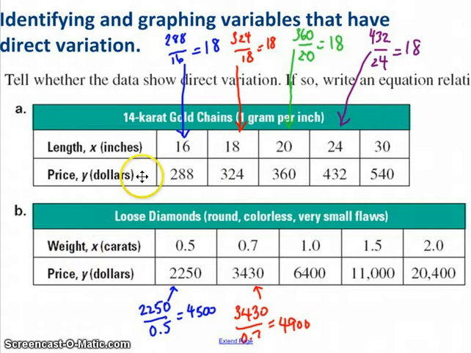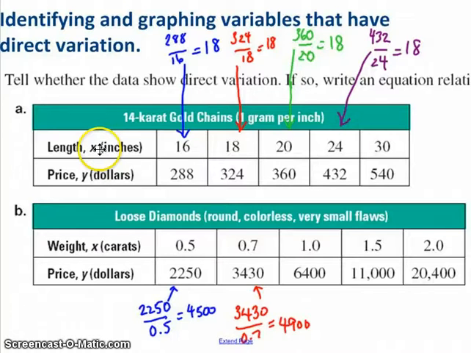Direct variation is a situation where the dependent variable, remember y is always the dependent variable, varies directly based on the amount of the independent variable, which is always on the x-axis. And there are lots of situations that this happens in real life. I mean, let's just throw a few examples out there.